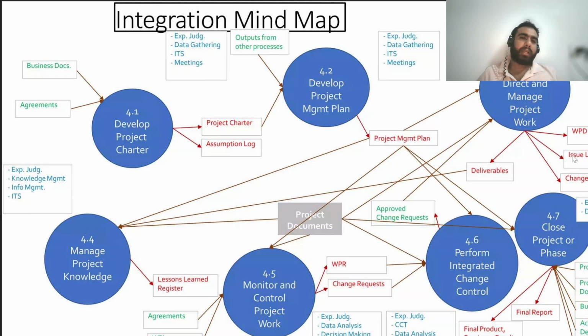Okay, so let's start with the first one, that is the integration mind map. The first thing here in the integration mind map is that we are going to create a project charter. Project charter is a high level document which includes the business case, the scope of a project, what is the goal of a project, and at last, what is the duration of the project, and who all are the stakeholders.